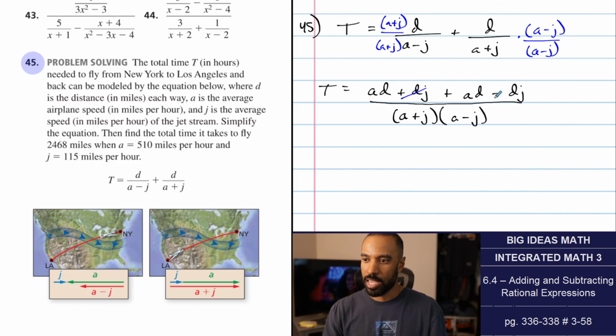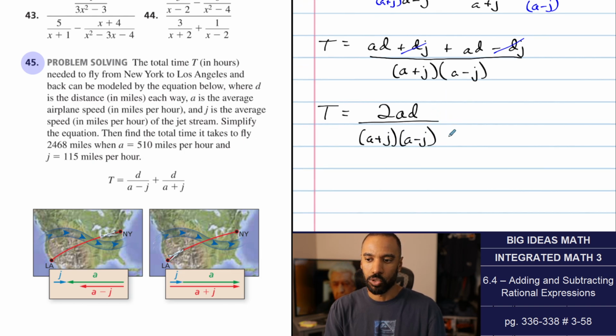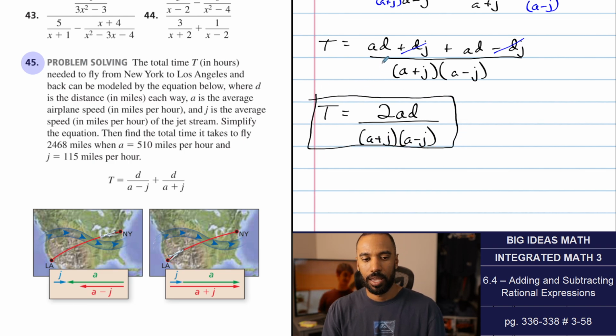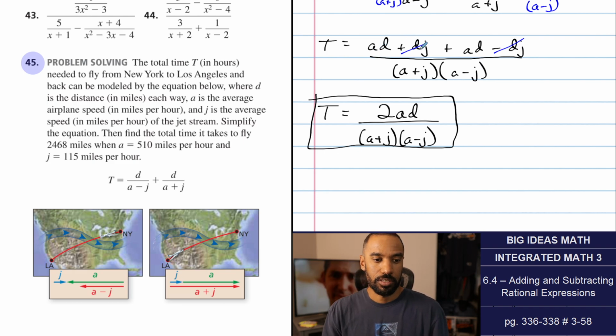dj minus dj is gone. ad plus ad is 2ad. So we have 2ad over a plus j times a minus j. You can argue whether or not this looks more simplified. The bottom line is it's a single fraction, and that's one of our very definitions of simplification. So that's our part A.